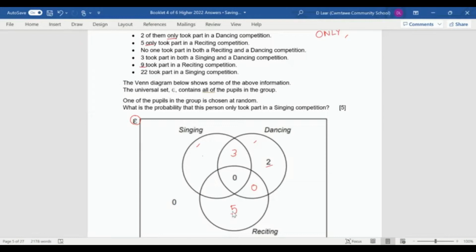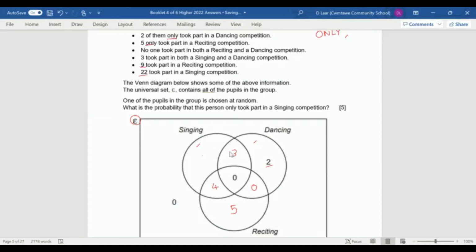So include this 5, include this 0, and include this 0. So there's only this kind of gap where the other people who did reciting could go. So 9 take away 5 means that there's 4 in there. So 9 altogether. And the same here.